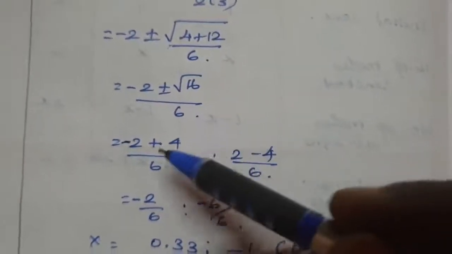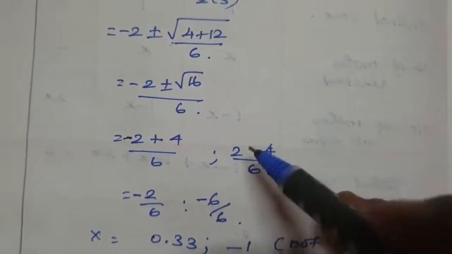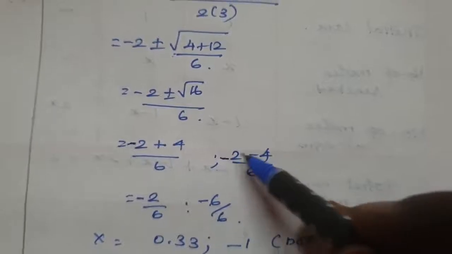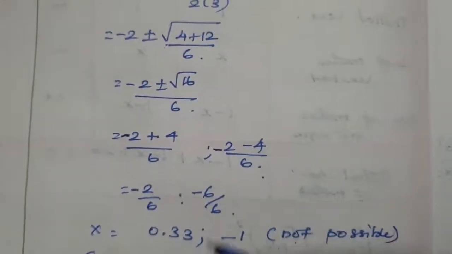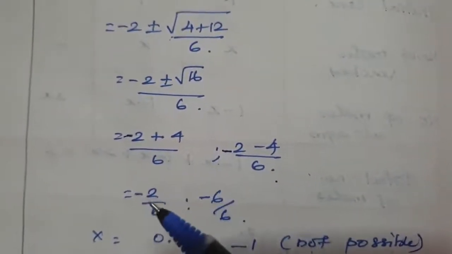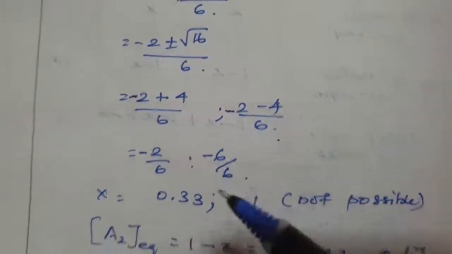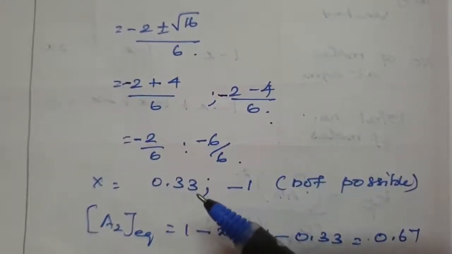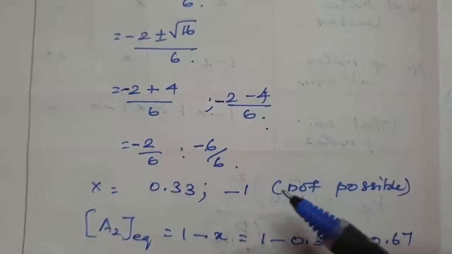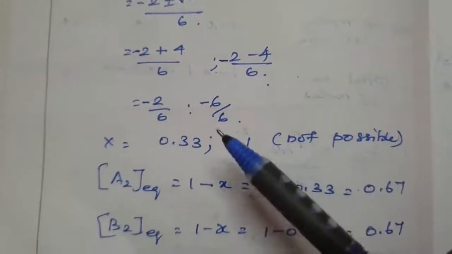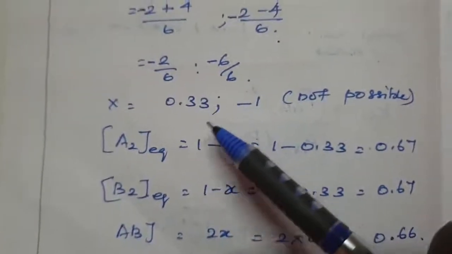Two values we can take: minus 2 plus 4 divided by 6, and minus 2 minus 4 divided by 6. Okay, so simplify these two terms and you can get 2 by 6 and minus 6 by 6. So one is 0.33 and another is minus 1. A negative value is not possible, so you only have to take the positive value 0.33.